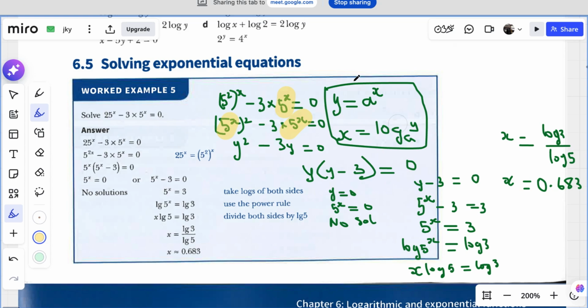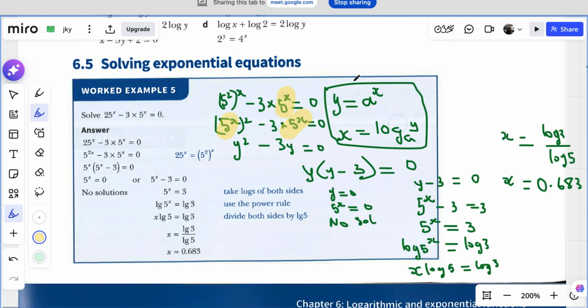Why do we take log? So we can find x, because you can see this exponent. So this one will come to the front. It will be x log 5 equals log 3. So you divide both sides by log 5.